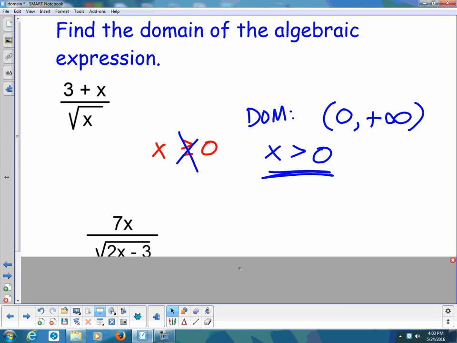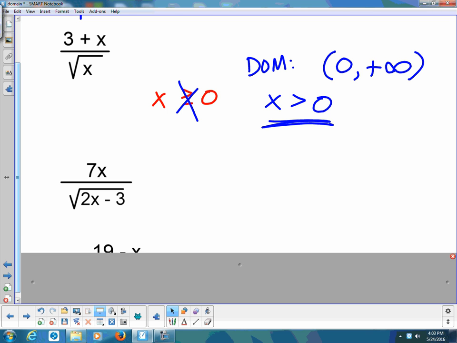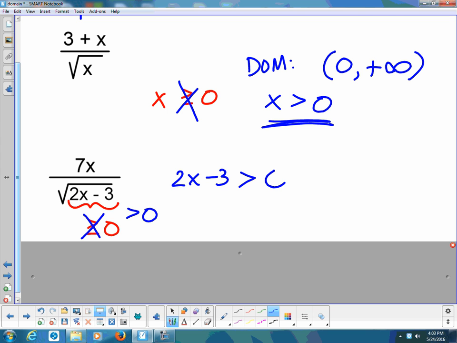Let's take a look at this next example. Here I have 7x over square root of 2x minus 3. So in this case, if I want to find the domain, what's under the radical has to be greater than or equal to 0, but it's in the denominator, so I can't have it equal to 0 either. So that means I want to set this whole thing strictly greater than 0. So I'm going to write 2x minus 3 has to be greater than 0, not greater than or equal to.